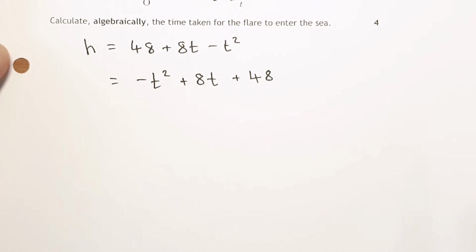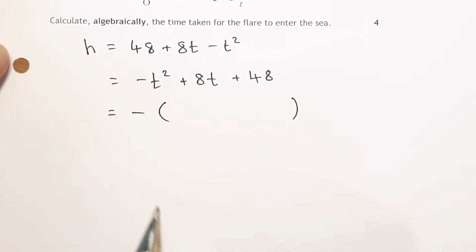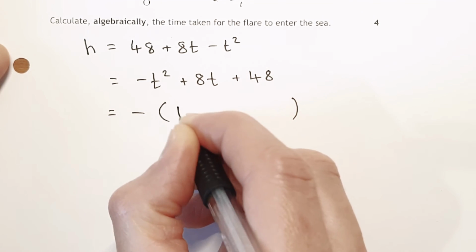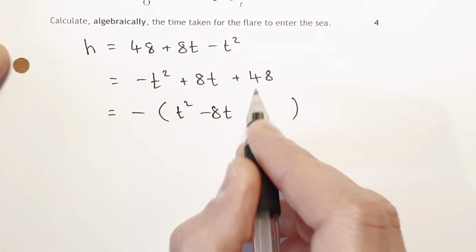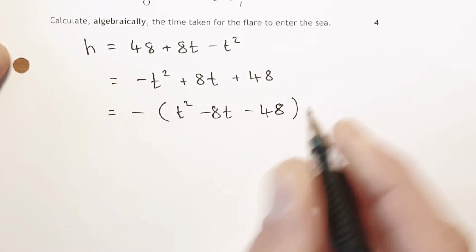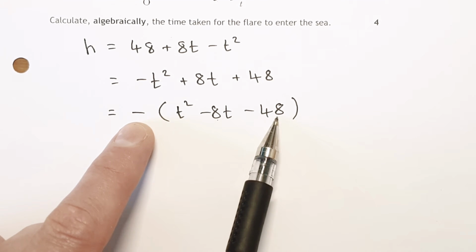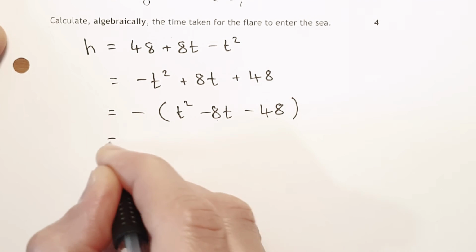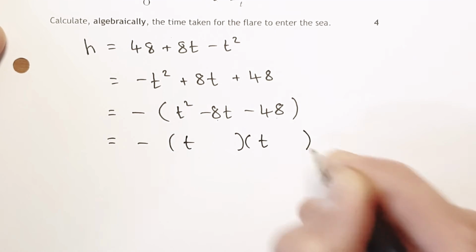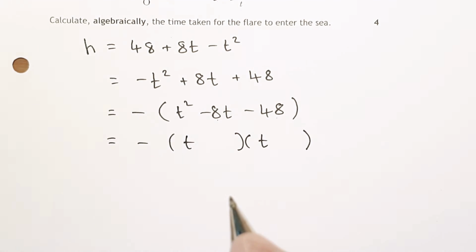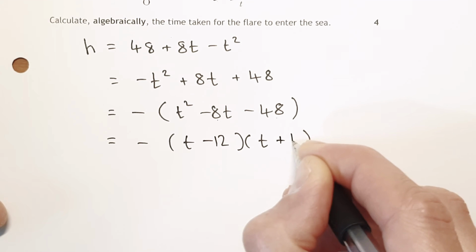What you can do for solving it though is you can just take out negative out the front, and then everything inside the bracket just change the sign. So negative t squared, just going to put t squared there. 8t, so it's plus 8t is going to be minus 8t, and plus 48 is going to be minus 48. And that's because if you multiplied out the bracket, that would give you negative t squared plus 8t plus 48. We can then factorise here, so putting it into our double brackets. So when we factorise this, we end up with t minus 12 and t plus 4.